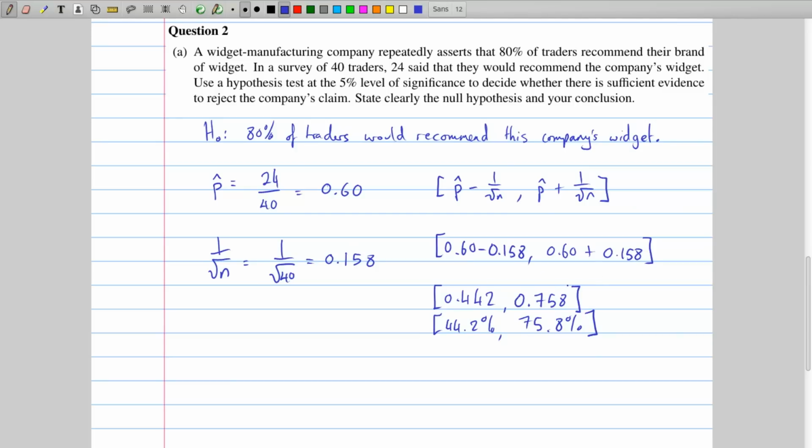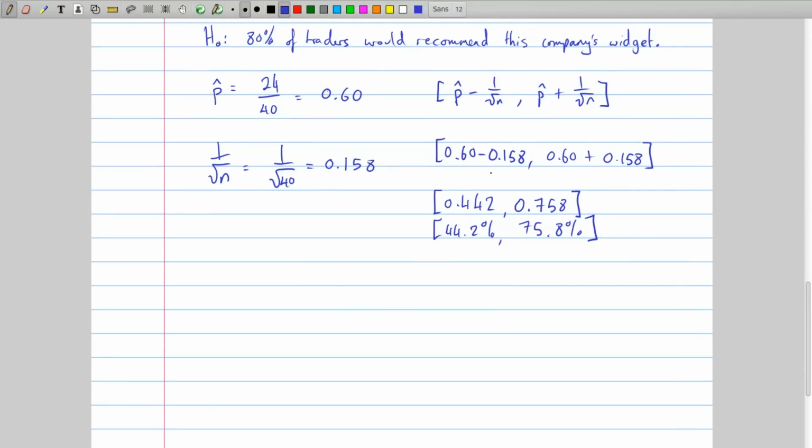This company is saying that 80% of traders would recommend their widget, and yet based on the survey, it looks like anywhere between 44.2 and 75.8% of traders would recommend the widget. So the 80% that they gave us is actually outside this interval. And when that happens, we would say our conclusion is 80% is outside our 95% confidence interval. And based on that, we reject the null hypothesis.